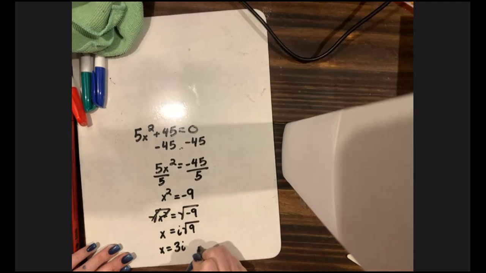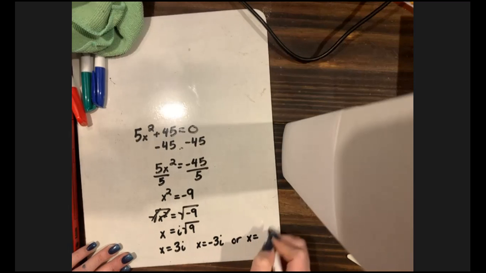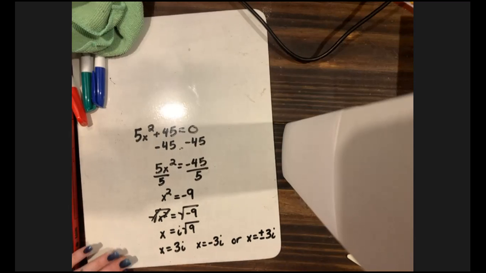And then we're also going to take the negative version of this. So it's going to be -3i. And again, this could be written as plus minus 3i, where I just do the combined of the two values.